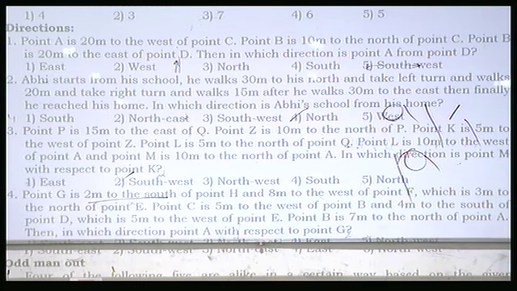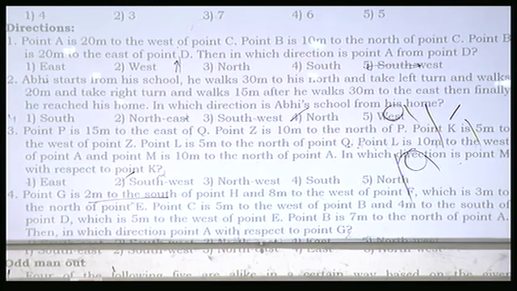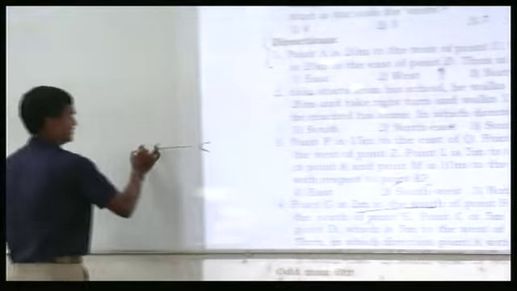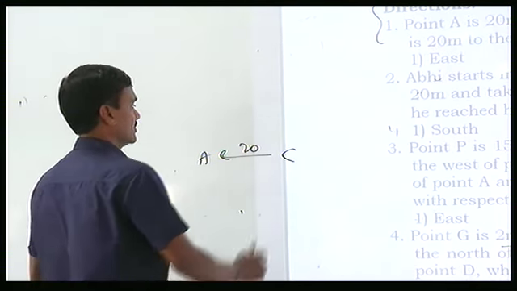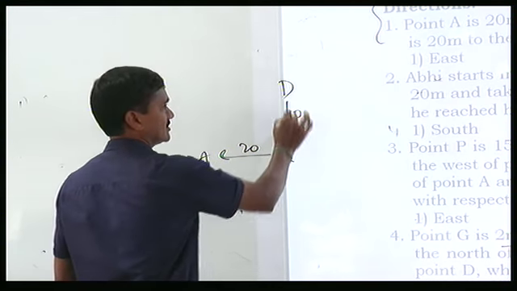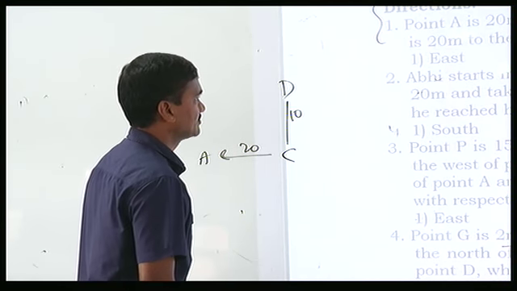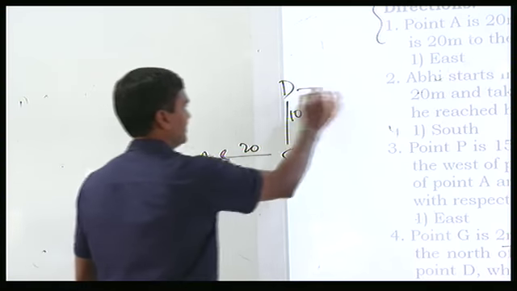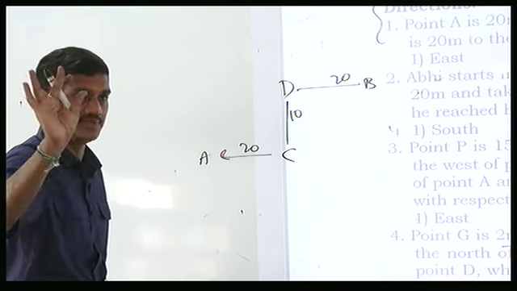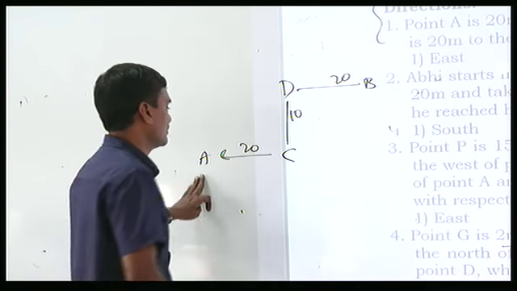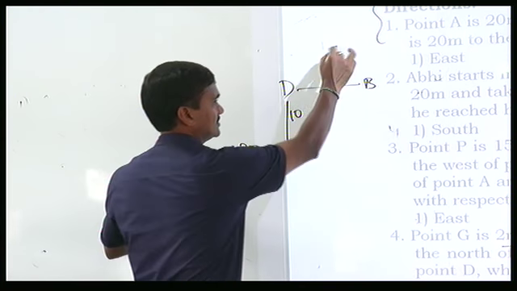Question number 20 in directions. A is 20 meters to the west of C, and B is 10 meters to the north of C. B is 20 meters to the east of D. Then in which direction is point A from D? Southwest. Southwest is the answer.